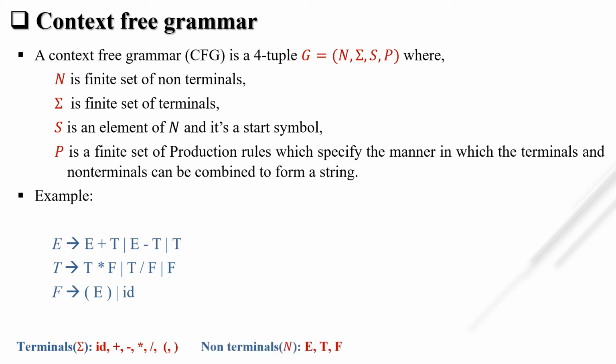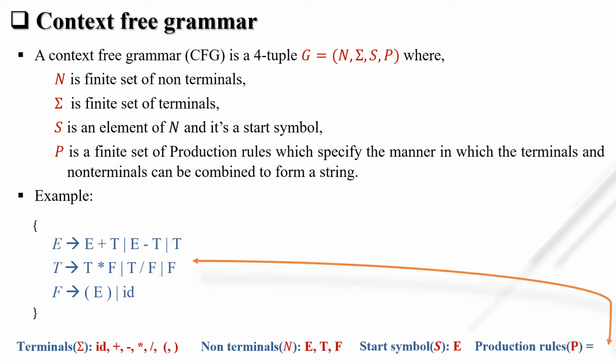Then which are the non-terminals? These capital alphabets like E, T, F are considered non-terminal symbols. Which is our start symbol? This first symbol is the start symbol of any grammar. Okay. And what is capital P? This whole grammar is known as the production rules.